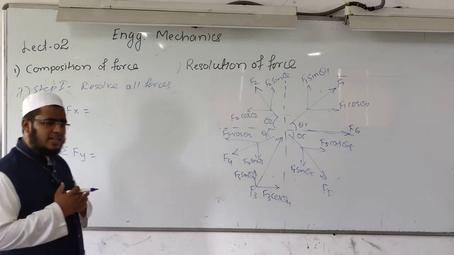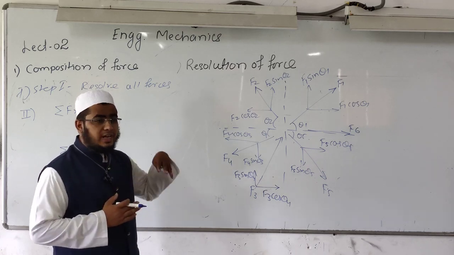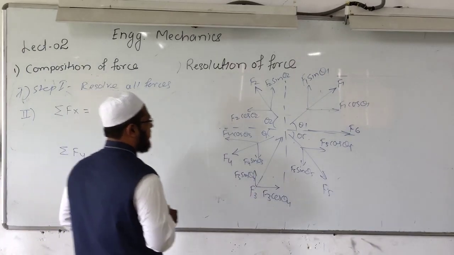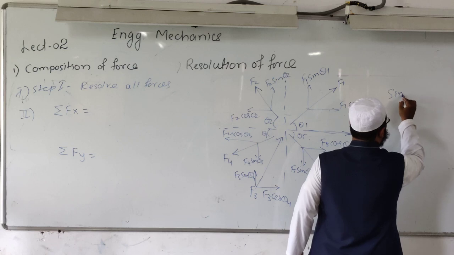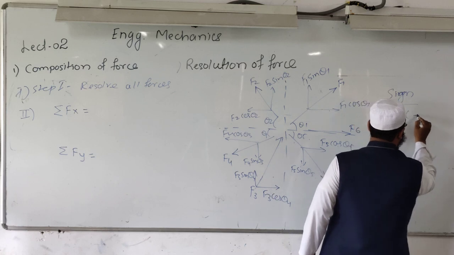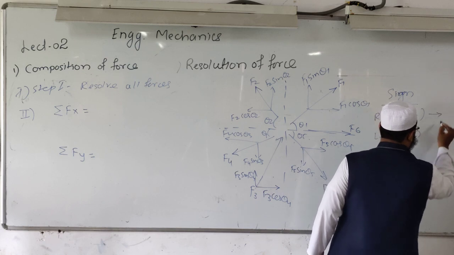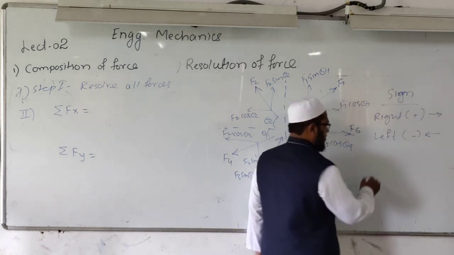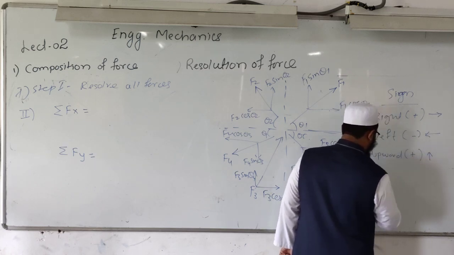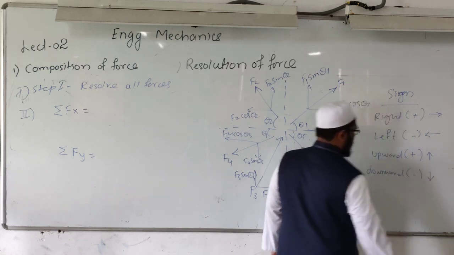Very easy. When add and subtract is taking place, in scalar quantity it is very easy, 2 plus 2 is 4, but in vector quantity we have to see the direction also. That's why we require a sign convention. Sign convention is very important. We will consider rightward force as positive and leftward force as negative. Rightward positive, leftward negative. Similarly, upward force will be considered as positive and downward force will be considered as negative.